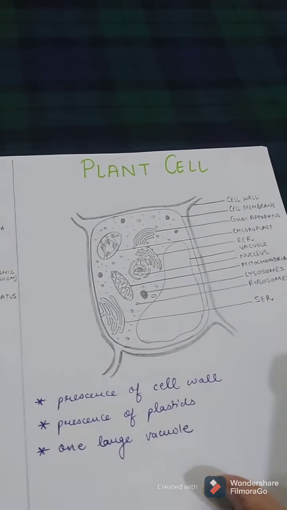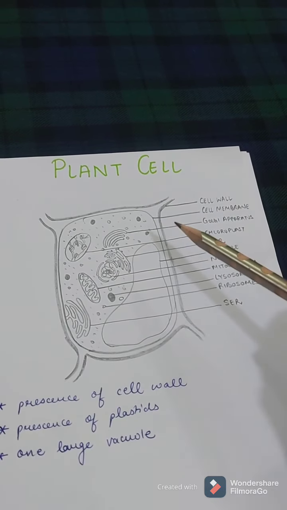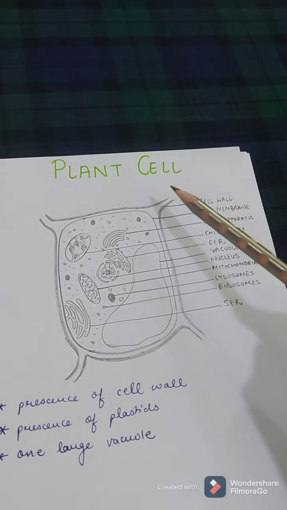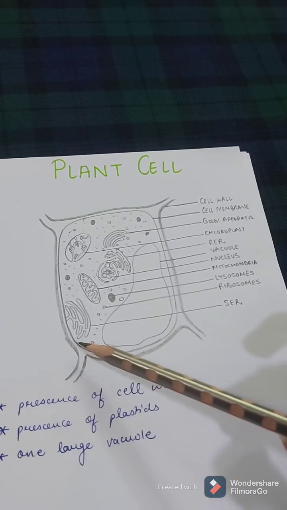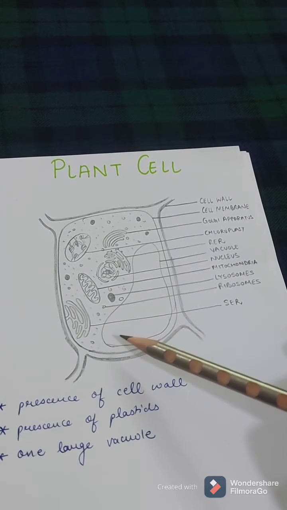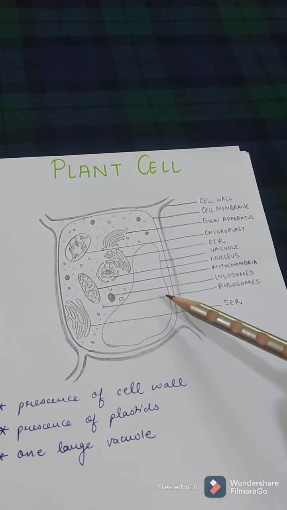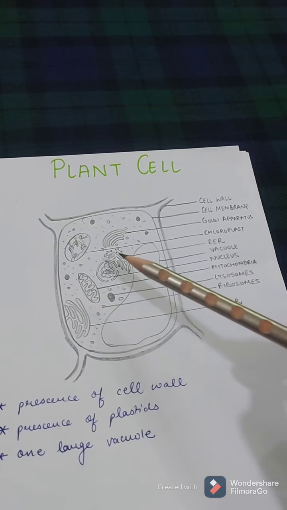Now let's see what a plant cell is. This is the basic structure of a plant cell. This thickened material is the cell wall, and this second layer is the cell membrane. This last structure is a vacuole. As we can see, the vacuole is occupying much space in a plant cell.